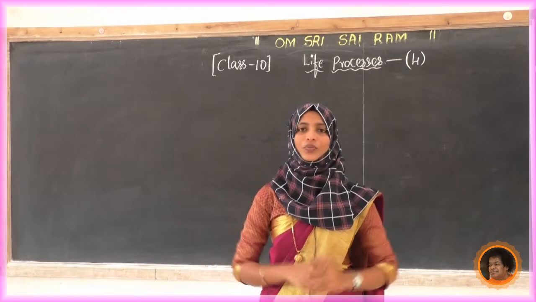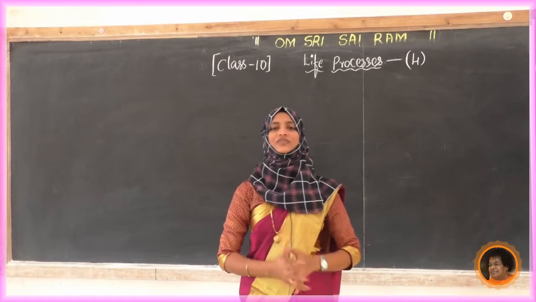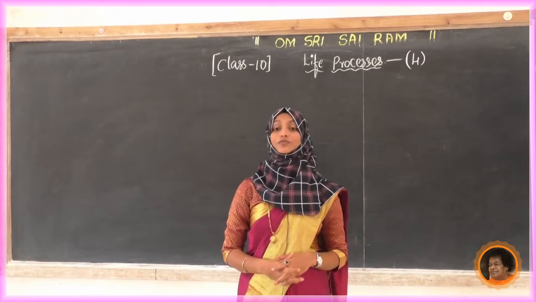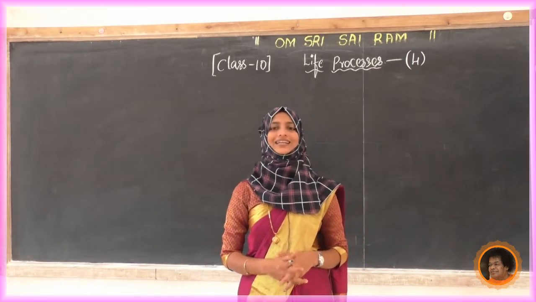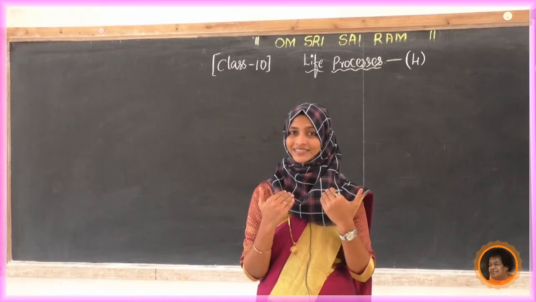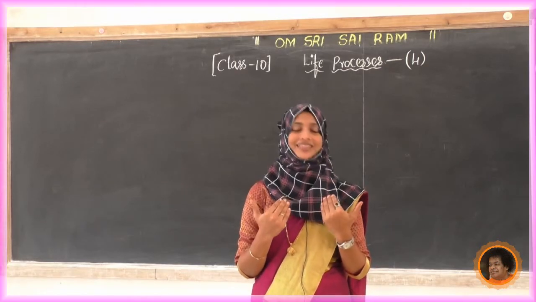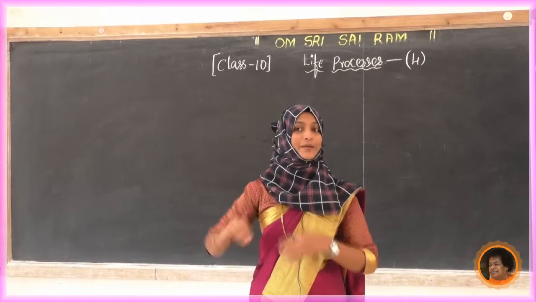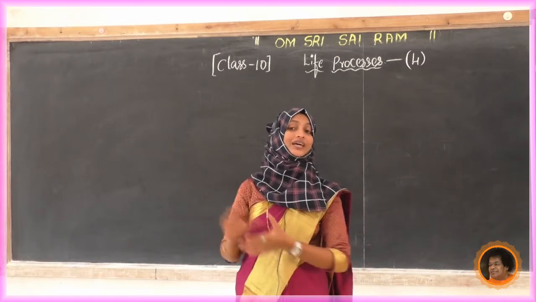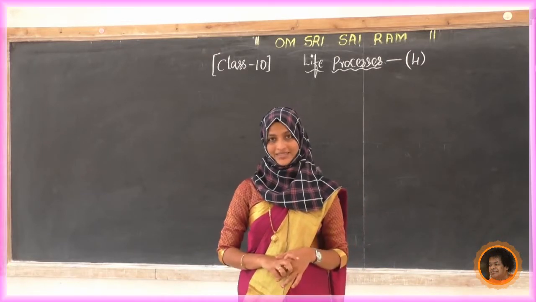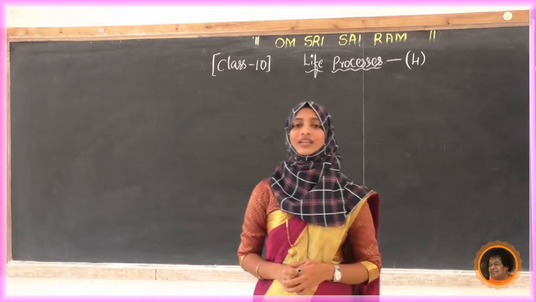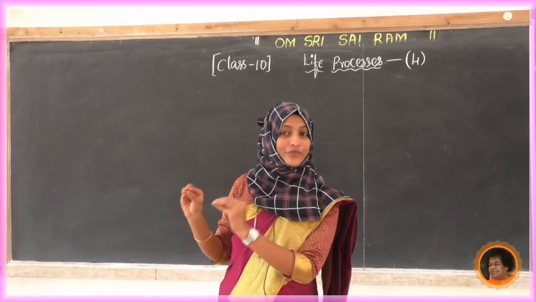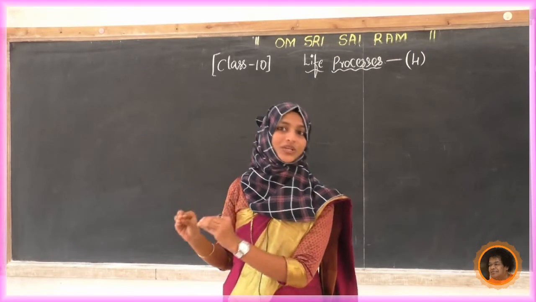Now, what are the different parts in our respiratory tract? From where does it start? From the nasal cavity, or the nose, nostrils, and it reaches the pharynx, larynx, trachea, that is the windpipe, and it reaches the bronchus and bronchioles. Finally, where does it reach? Alveoli. So, what is the role of alveoli? Alveoli give oxygenated blood to the blood capillaries.